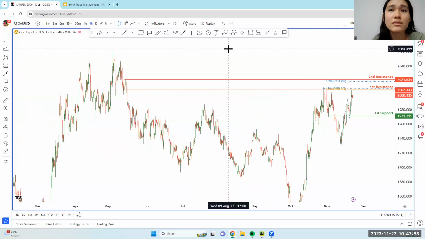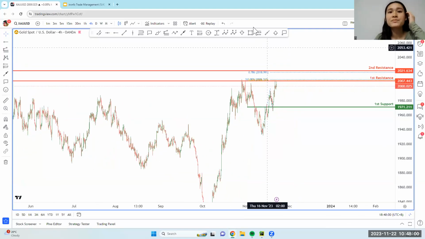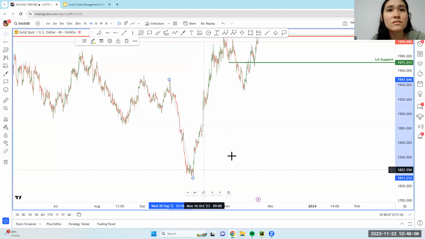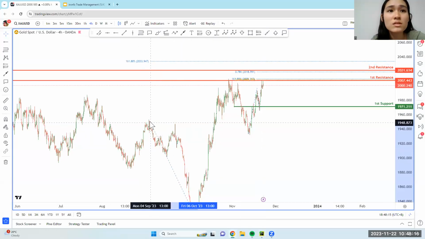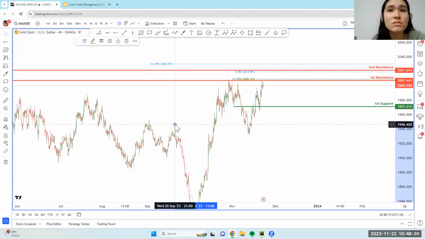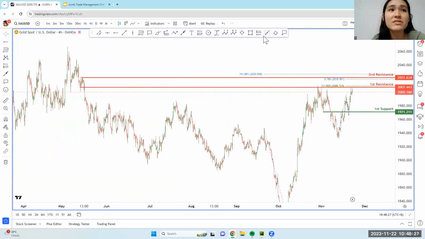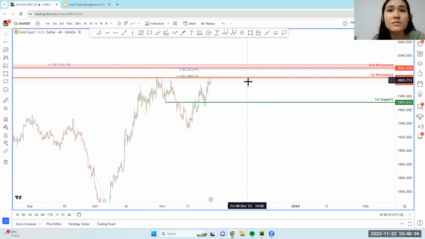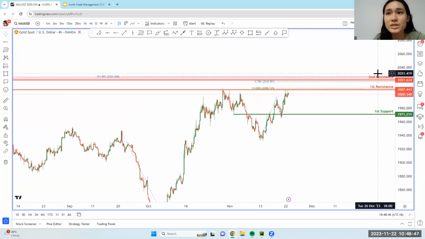I think that's all the levels that we have. My 161.8 kind of lines up with my second resistance as well, so I'm just going to highlight it because it's also in line with a 78.6. Okay, I think that's about it.